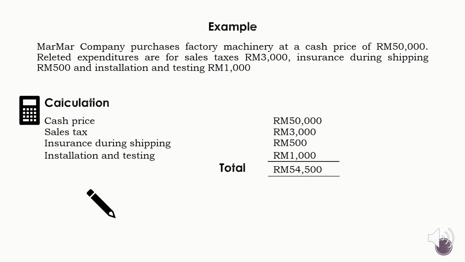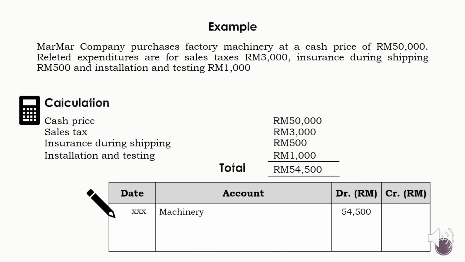This will be the example to calculate the cost of an asset. Mama company purchased a factory machine at a cash price of 50,000. Related expenditures are sales tax 3,000, insurance during shipping 500, and installation and testing 1,000. So the calculation will include cash price, sales tax, insurance during shipping, installation and testing. The cost of purchase is 54,500 ringgit. So the journal will be debit machinery, credit will be the cash.